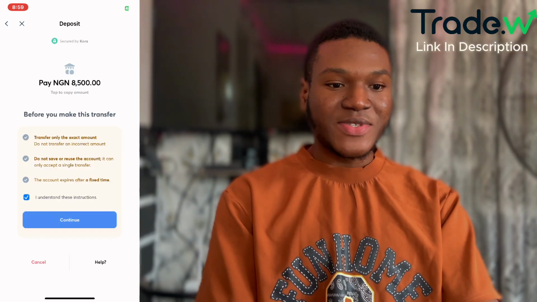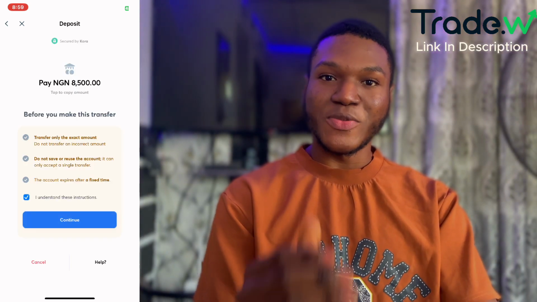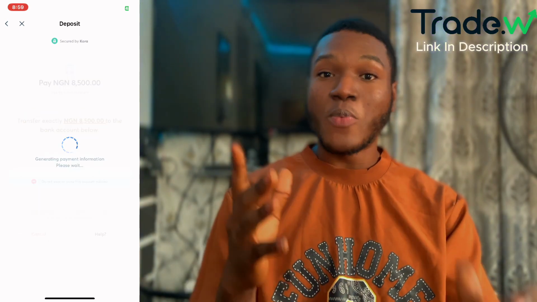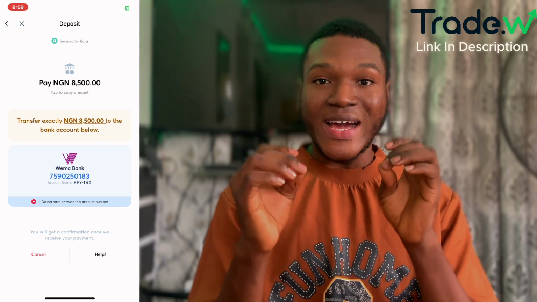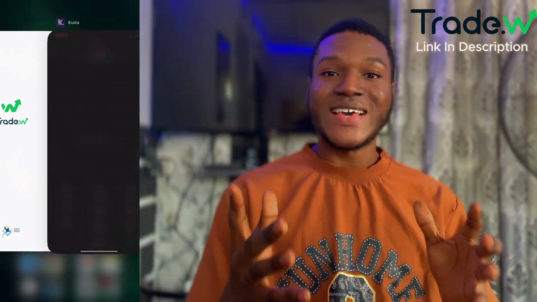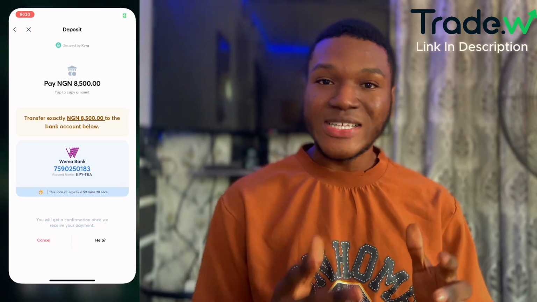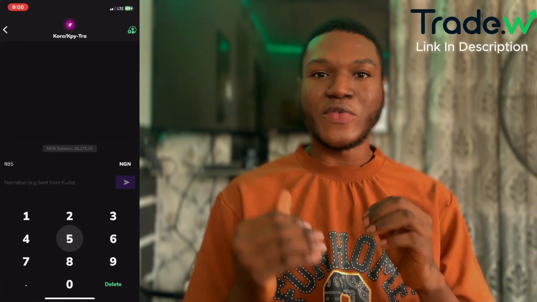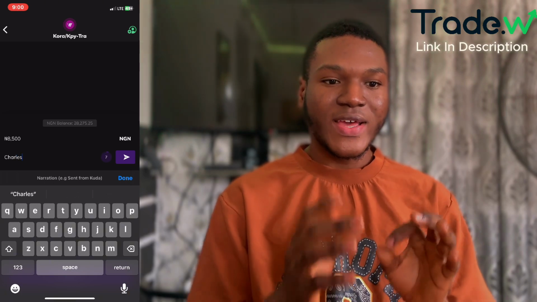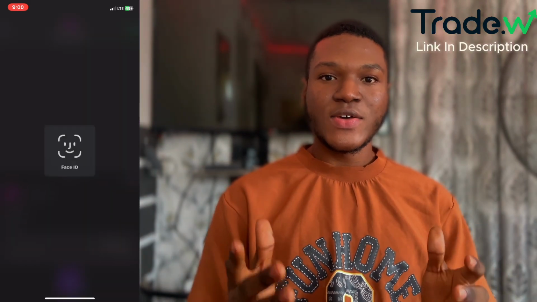Now you accept the rules and regulations, read the terms and conditions, and click on accept. You have to click on I understand the terms and conditions and click on accept. Then they will provide you with a bank account. You're going to copy the bank account and go to your online bank transfer application. Since I'm depositing $5, the amount I'm supposed to pay here is just 8,500. So I'll write exactly the amount, 8,500, then I'll put my description and then pay to them.